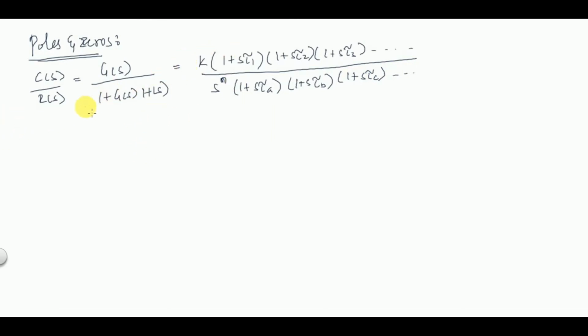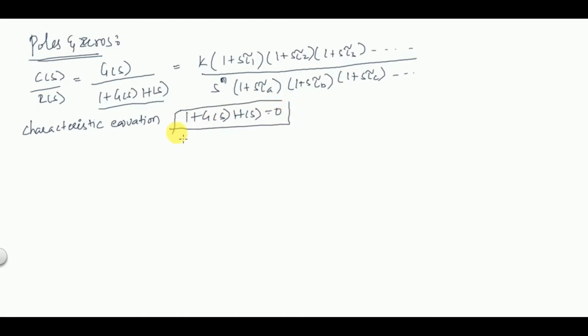If you take the denominator of the transfer function and make it equal to 0, it is called the characteristic equation. The characteristic equation of the closed loop transfer function is given by 1 + G(s)H(s) = 0. This is a very important formula. The characteristic equation is the denominator of the transfer function made equal to 0.